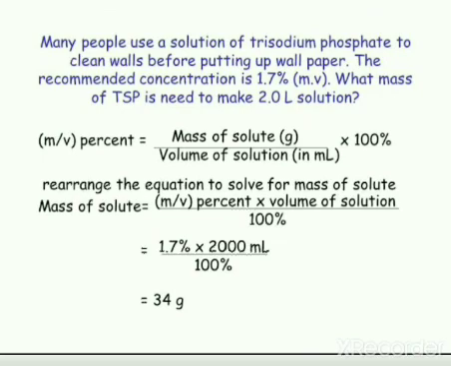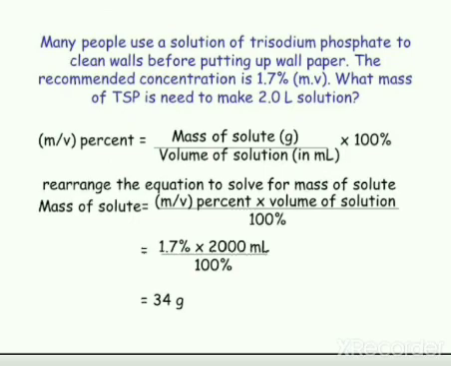Another question is given. Many people use a solution of trisodium phosphate to clean walls before putting up wallpaper. The recommended concentration is 1.7 percentage, that is mass by volume percentage. What mass of trisodium phosphate is needed to make 2 liter solution? So mass by volume percentage is given, which is equal to 1.7 percentage. The volume of the solution is also given. It is given in liters. You should convert it to milliliters. 2 liter will be equal to 2000 milliliters.